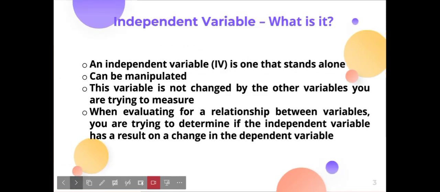Okay, so when we're talking about the independent variable, we want to know what it is. An independent variable, also known as IV, is one that stands alone. So this can be manipulated. This variable is not changed by the other variables that you are trying to measure. So when evaluating for a relationship between variables, you are trying to determine if the independent variable has a result on a change in the dependent variable.